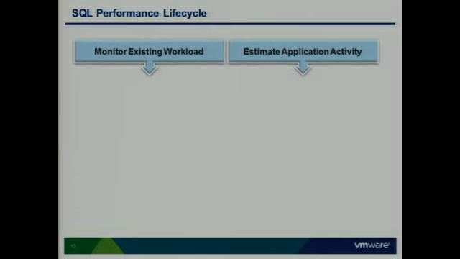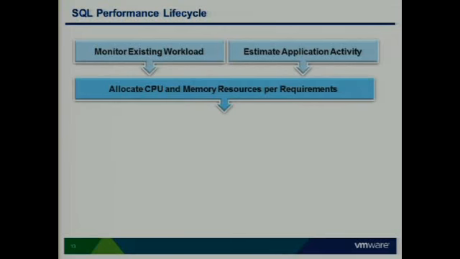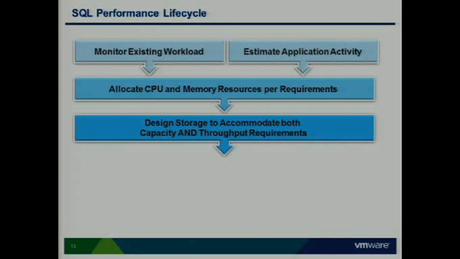You can always add or remove processor and memory to a VM. You can always add and remove storage. You can always scale out. Virtualization makes changing easy, so you don't have to bet the farm on your initial design. Once you've determined what you need, then you allocate CPU and memory resources based on those requirements. It's better to estimate low than to estimate high because we can always hot add CPU and memory to a running VM. Design storage to accommodate both capacity and throughput.